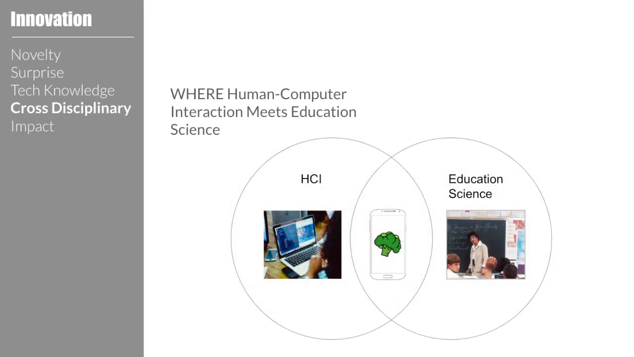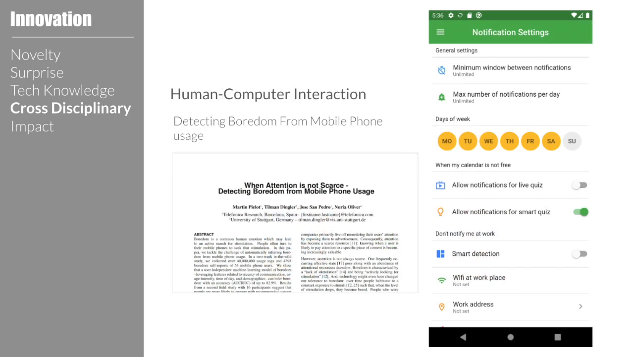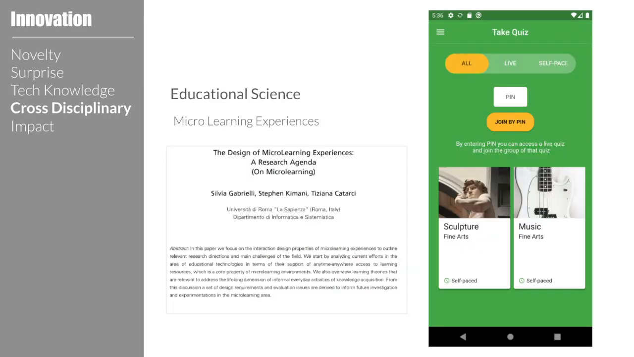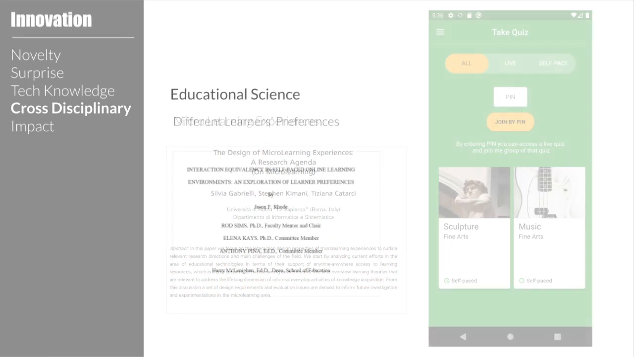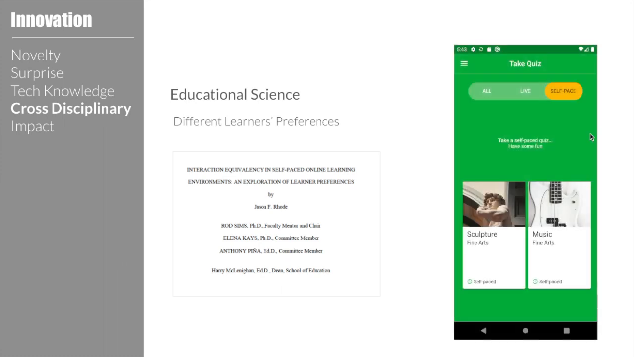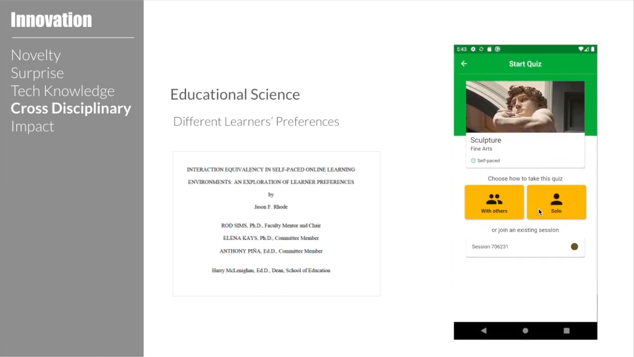Our app is built on cross-disciplinary knowledge between human-computer interaction and education science. From the HCI domain, we took the idea of detecting moments in which the user can perform a useful activity. We combined this with the knowledge from educational science on the effectiveness of micro-quizzes. Further, our app embraces the idea that people learn in different styles. Users can take quizzes in multiplayer mode or at their own pace.